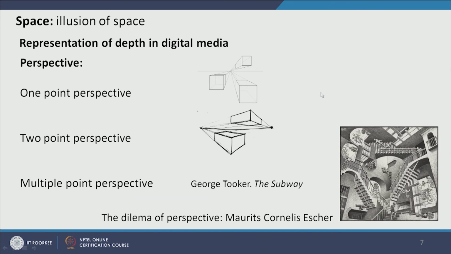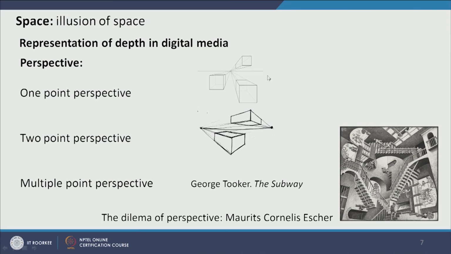The perspective can be of different qualities. The first example on top is one point perspective, where every line vanishes at a single point. The next example is two point perspective, where there are two points and all the lines vanish at these two points. There can also be multiple point perspective, for example George Tucker's The Subway, which you can see online.